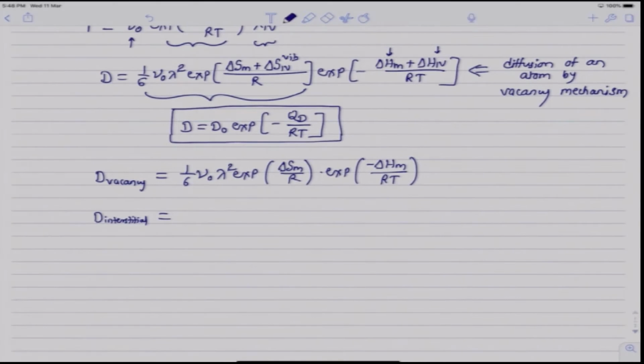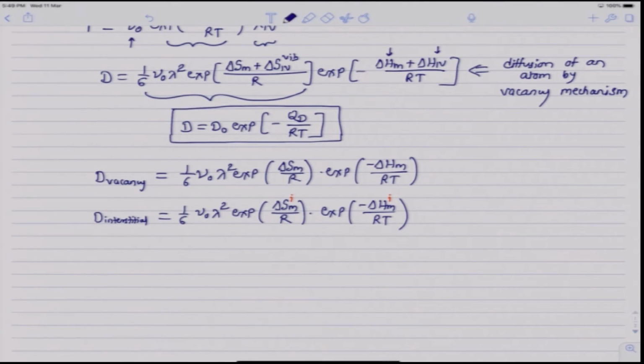So, we can write a similar expression as vacancy for interstitial diffusion too, which would be 1/6 nu_0 lambda square exponential delta S_m by R times exponential minus delta H_m by RT, and to denote interstitial we will put superscript I over delta S_m and delta H_m.